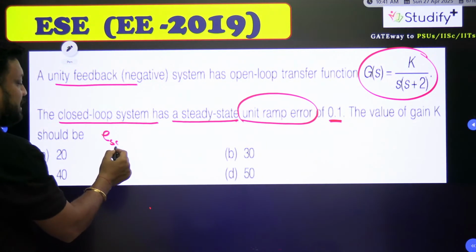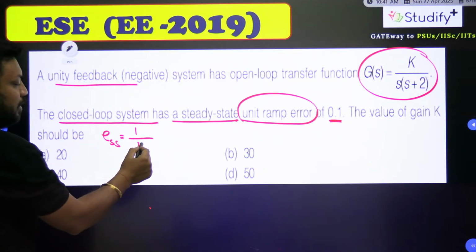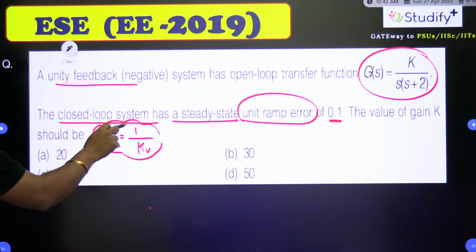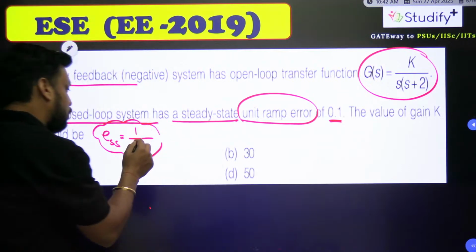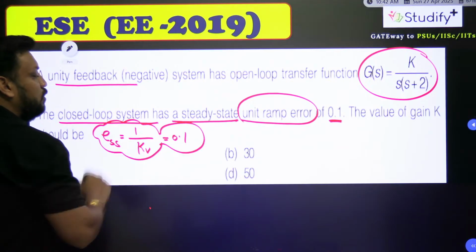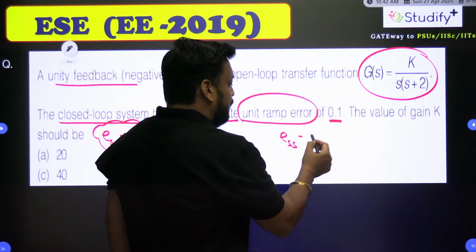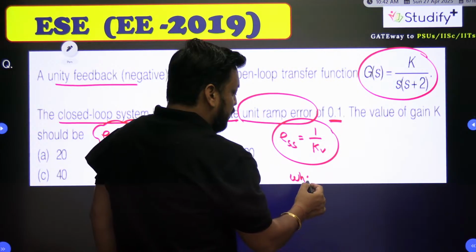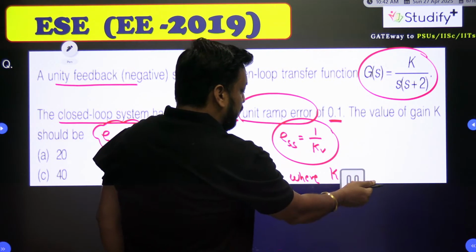Now tell me what is ESS? Sir, we know that for unity negative feedback, for the ramp error, steady state unit ramp error, it will be 1 by kV only, sir. 1 by kV. And this is given to us. 1 by kV is given to us 0.1. Okay, sir. This is given to us as 0.1. And we know that steady state error will be represented as 1 by kV, and where kV is what? We know that where kV value is nothing but kV, not kp, kV.